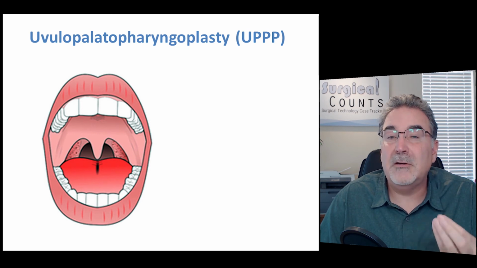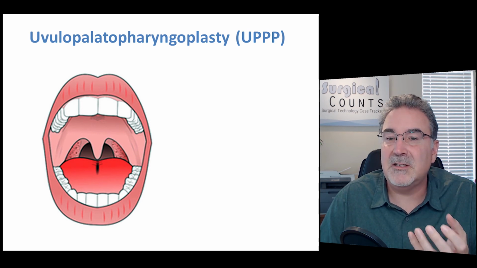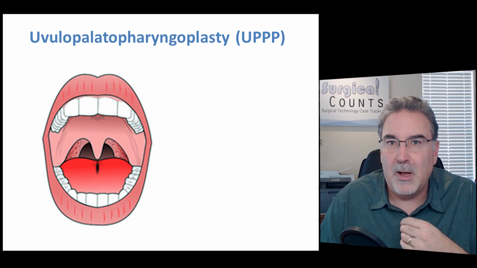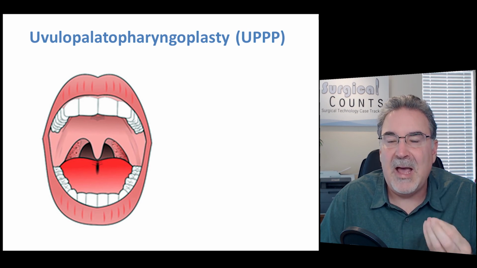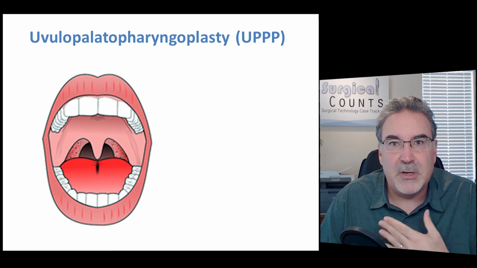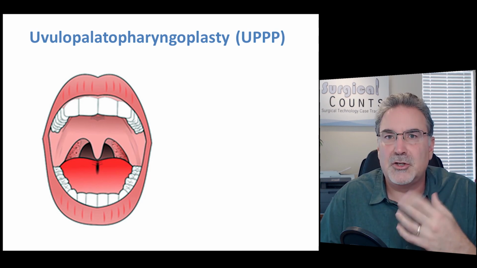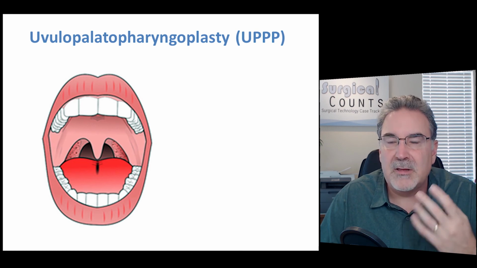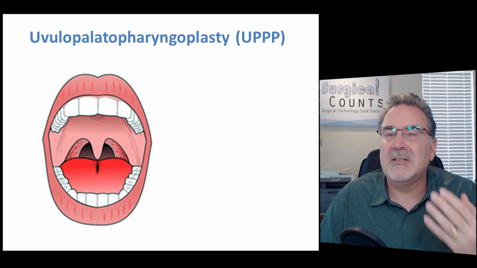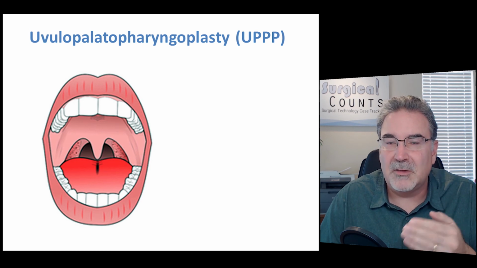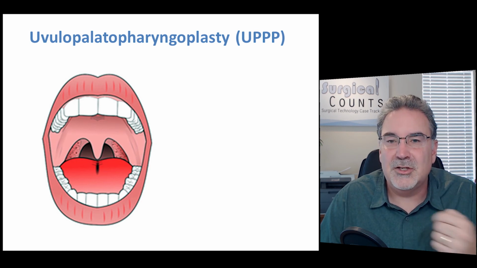Now the reason we might do a UPPP is because these tissues sometimes at night can cause blockages of the airway and cause difficulty sleeping. It causes a condition called sleep apnea where the patient stops breathing for a moment because the airway is blocked and they sort of wake up and sort of choke a little bit until they start breathing again, then fall back to sleep. Well, as this happens over and over, you can imagine the patient's going to have trouble sleeping throughout the night if they're constantly waking up just to breathe.